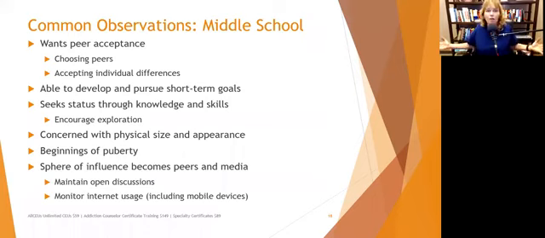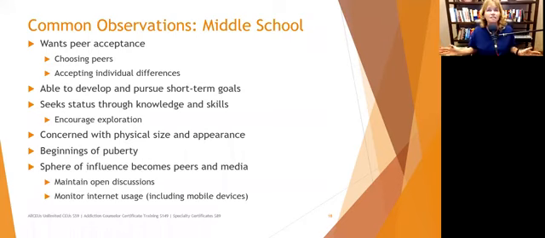So we want to encourage exploration. If their status is through their knowledge of science or their knowledge of drama, well, let's encourage them to really hone that knowledge and become experts in that thing that they are so interested in. They're concerned with physical size and appearance, and they have the beginnings of puberty, which throws a lot of them into a tailspin because now hormones get in there. And hormones, testosterone, progesterone, and estrogen all impact the availability of certain neurochemicals like norepinephrine and serotonin. So it impacts their mood.